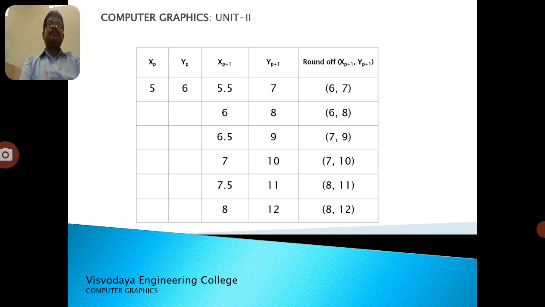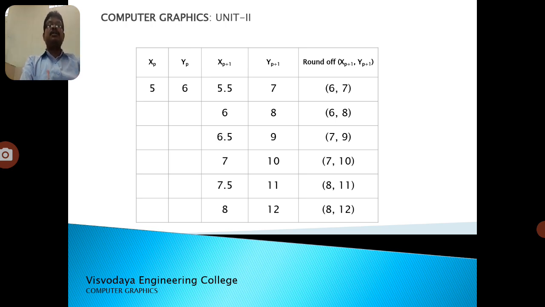So the 5.5, and the next y coordinate equals yk plus 1. Yk plus 1, in the sense, that is 6 plus 1 equals 7. So the next coordinates are 5.5 and 7. But here we can apply the round off. The round of 5.5 becomes 6. The round of 7 becomes 7. So the rounded coordinates of xp plus 1, yp plus 1 are 6 comma 7.